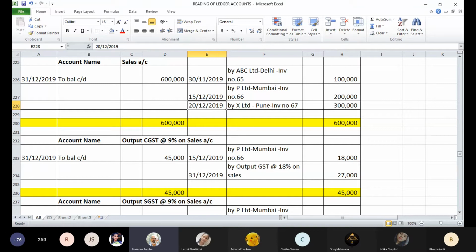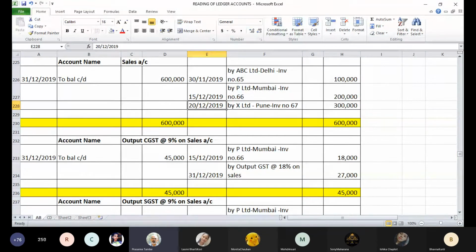54,000 is the amount. Correct. Now, will it be CGST, SGST, or IGST? It will be IGST. So it should normally be credited to IGST account in this particular case. Correct? 54,000.